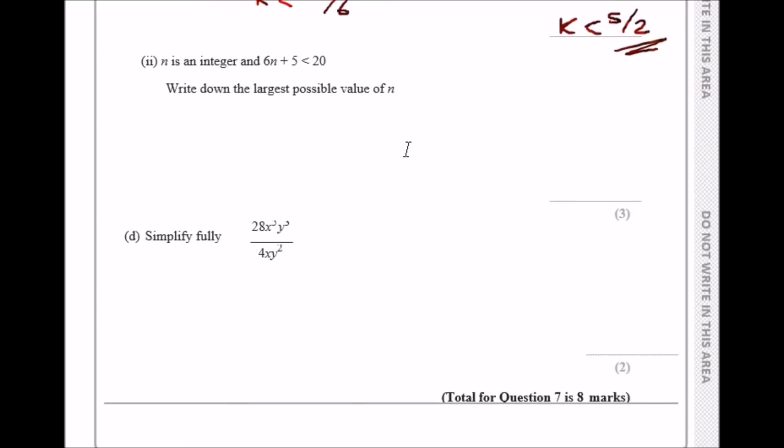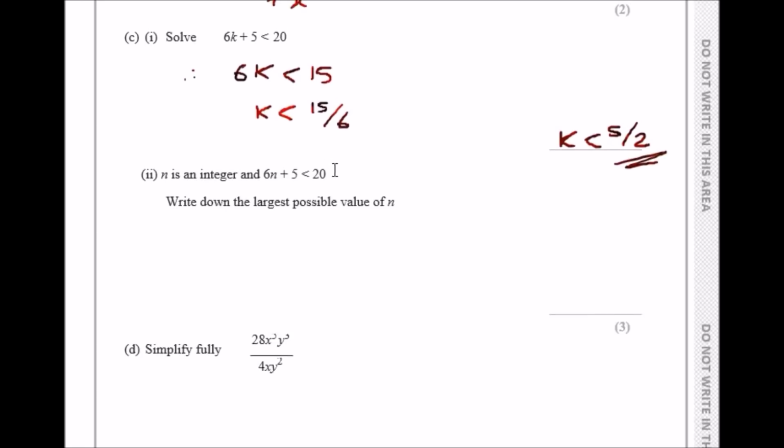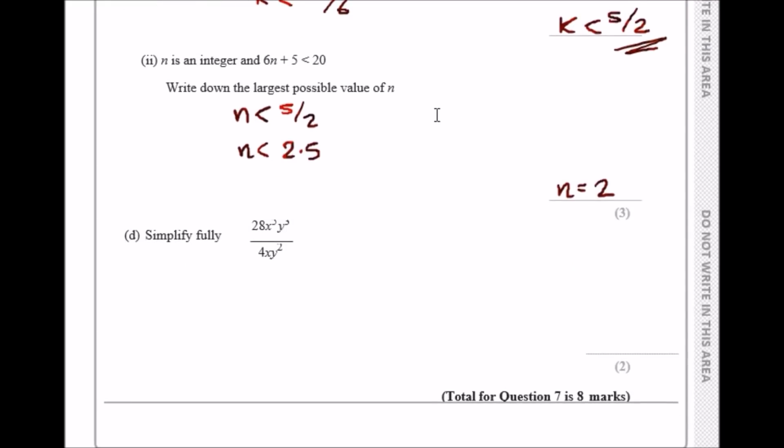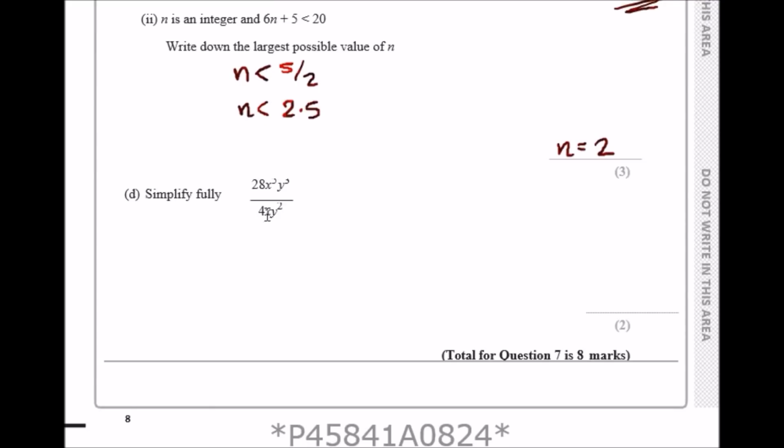Okay, so interesting question. n is an integer in this equation. So this is the same equation as that. Write down the largest possible value of n. So n is an integer, and we know that n is less than 5 over 2. And just to make a clear point, 5 over 2 is the same as 2.5. You can check that on your calculator. So we're going to pick the biggest value of n, where n is an integer less than 2.5. Well, we know an integer is a whole number, so the biggest whole number you can have less than 2.5 is obviously 2. So n equals 2. You get 3 marks for all of this. Easy. Now finally, simplify this equation here.